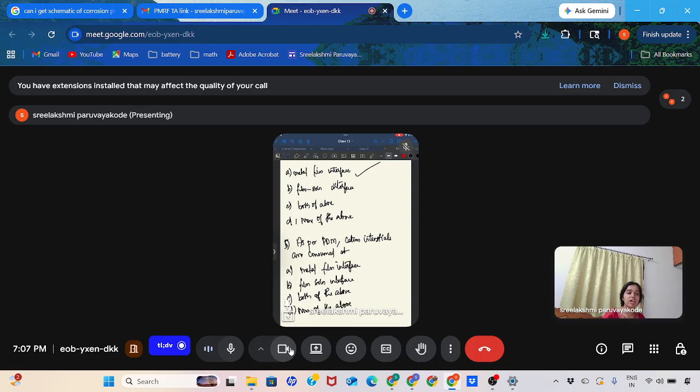So the anion vacancy annihilation happens at the metal film interface. But where does it get consumed once it goes into the solution? So it should be at the film solution interface.